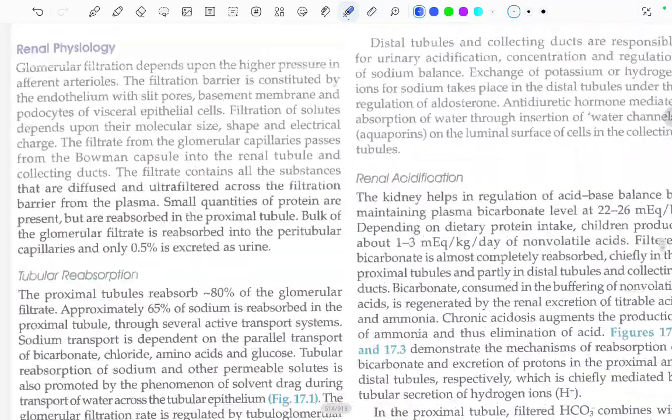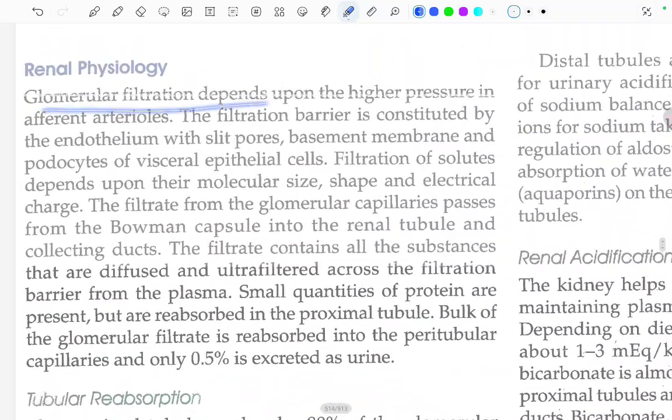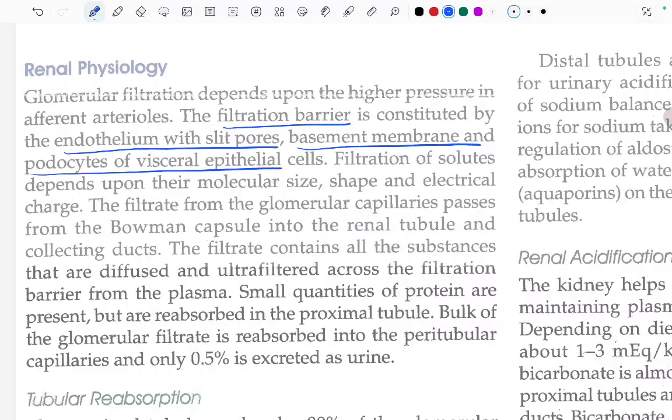Let's move ahead to the renal physiology. Glomerular filtration depends upon the high pressure in the afferent arteriole. The filtration barrier is constituted by the endothelium with the slit pores, the basement membrane, and the podocytes of the visceral epithelial cells. This is what the filtration barrier is made up of: endothelium with the slit pores, basement membrane, and the podocytes of the visceral epithelial cells.